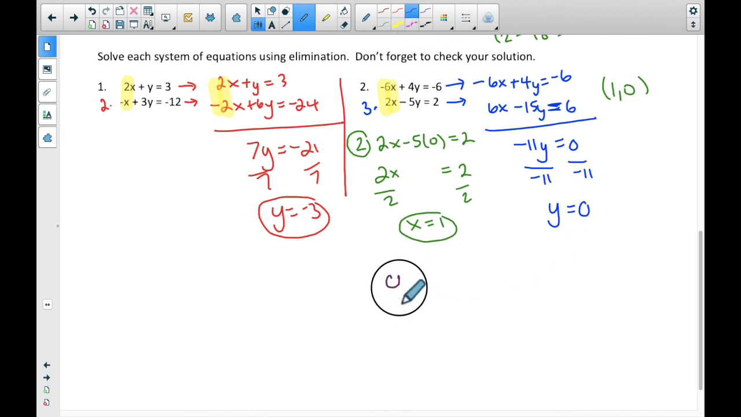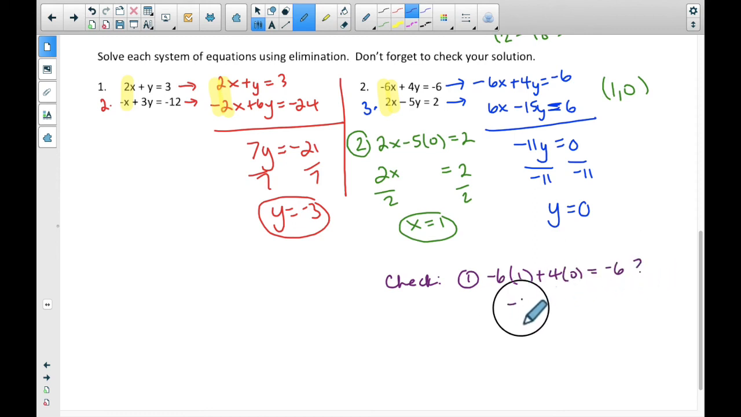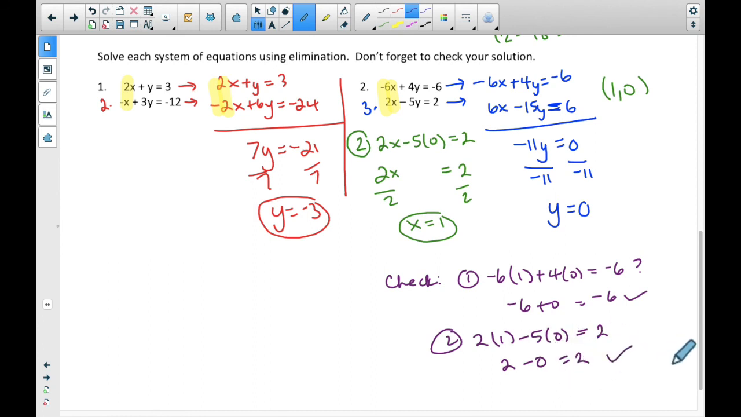Of course, I always want to check my answer. So I'm going to. First equation is negative 6 times 1 plus 4 times 0. Does that equal negative 6? Well, yes, because this is a negative 6 plus 0, and yes, that does equal negative 6. Equation number 2 is 2 times x, which is 1, minus 5 times 0 is equal to 2. And that's going to be 2 minus 0 is equal to 2. Yes, of course, 2 minus 0 is 2.